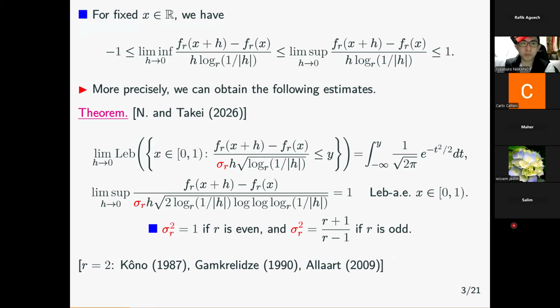In this slide, your result looks like a law of large numbers, like the central limit theorem. If you treat x as a random variable with uniform distribution on 0, 1, it looks like almost a central limit theorem kind of result, and a law of the iterated logarithm result.